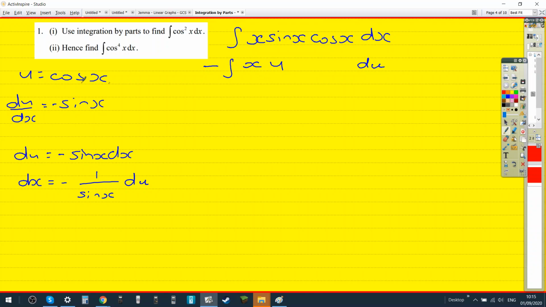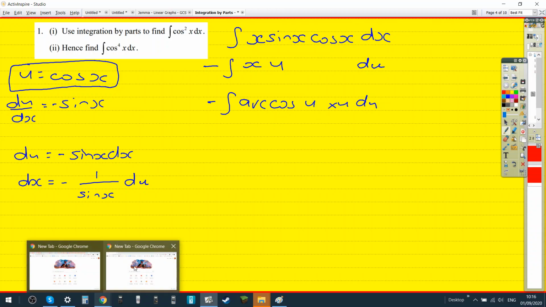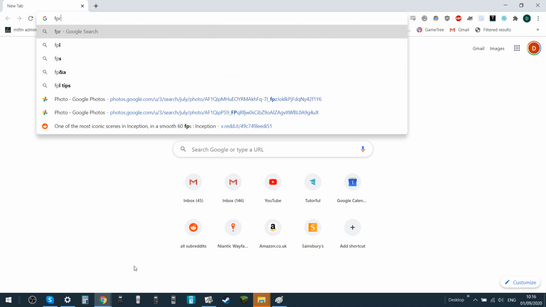How? We'd have to use this thing here. Oh yeah, x is equal to arc cos u. How do you integrate arc cos u? It's getting more complicated. There might be a thing on the formula sheet, but I don't think we do arc cos.